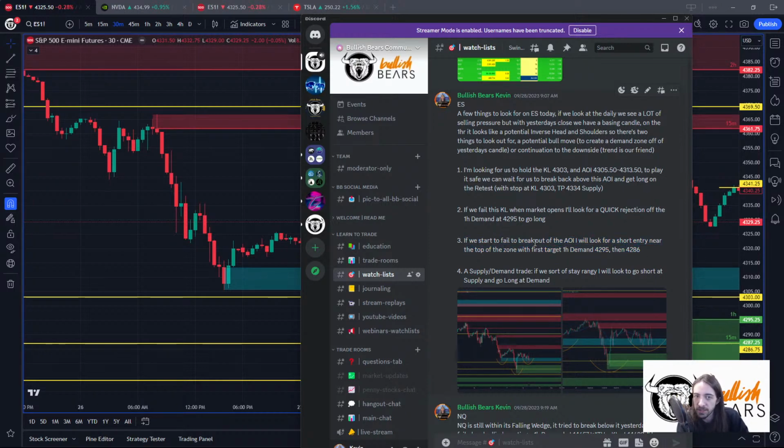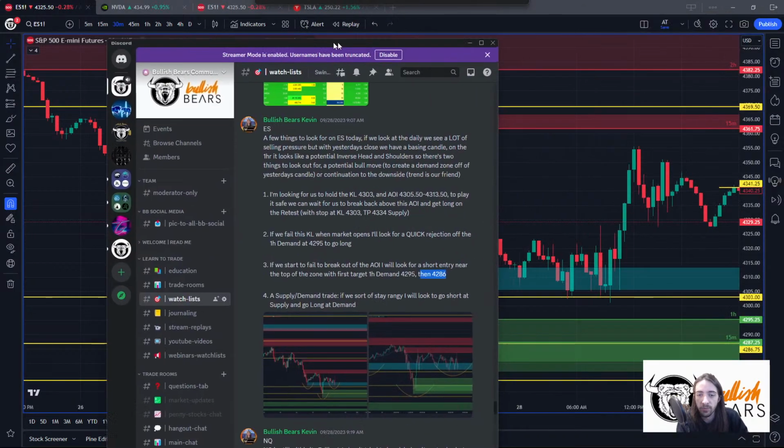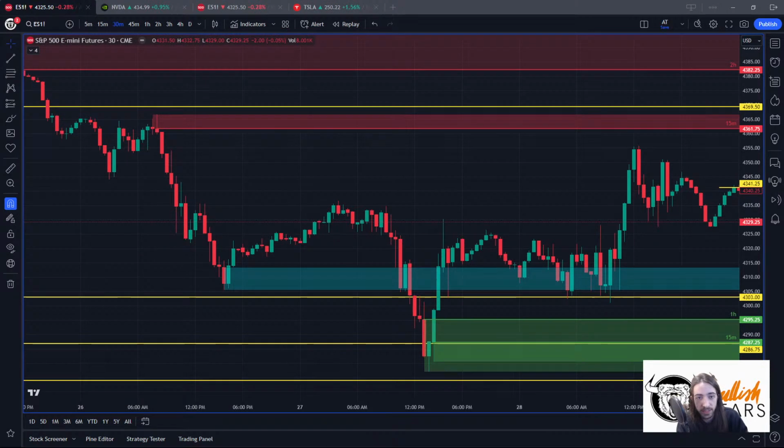Right, so I said if we start to break out of this AOI, area of interest, I will look for a short entry near the top of the zone with the target of the 4295 and the 4286. So I said I wanted to short near the top of the zone, which is exactly what we got over here. And then I wanted to target some zones down here, which are broken already, so they aren't there. But it was 4295, which is right here, and that target was hit.